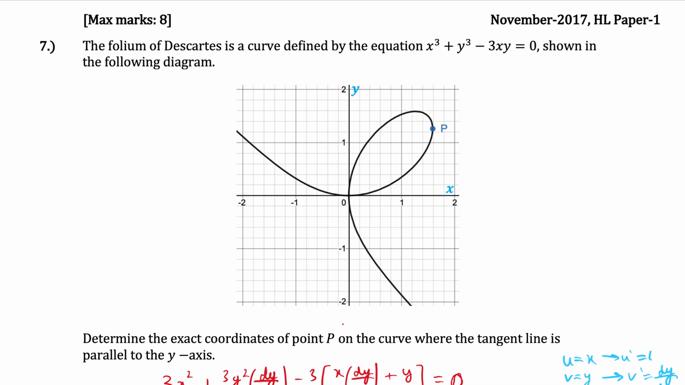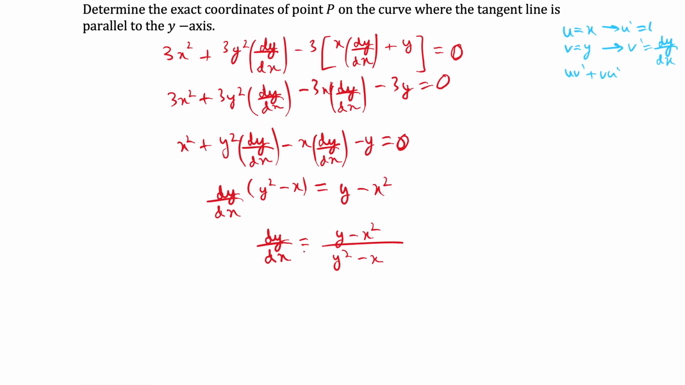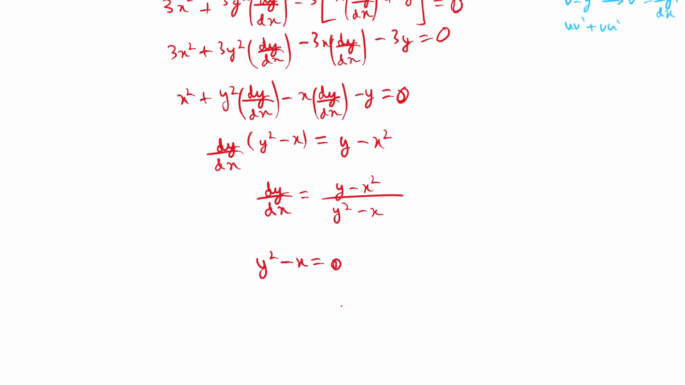So now the question has told us that the tangent is parallel to the y-axis. Now the gradient of the y-axis is undefined. So if the tangent is parallel to the y-axis, its gradient will also be undefined. So now that we have an expression for the gradient dy/dx, when will this be undefined? This will be undefined when y squared minus x, which is the denominator, is equal to 0, because anything divided by 0 is undefined. So we can equate the denominator to 0 to make the gradient undefined. So we have y squared minus x equal to 0, from where we find the relationship that x is equal to y squared.